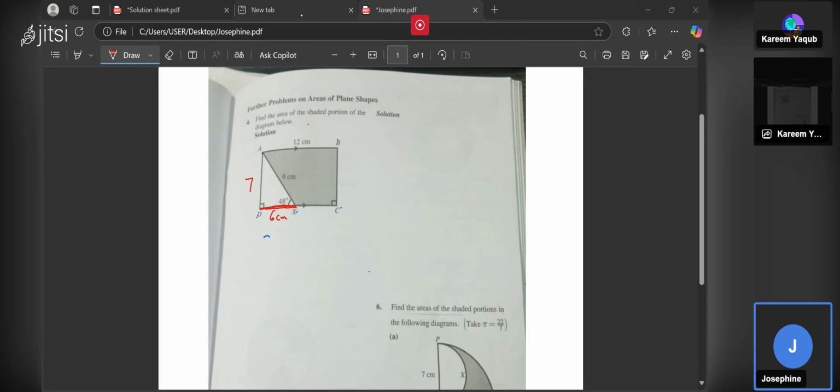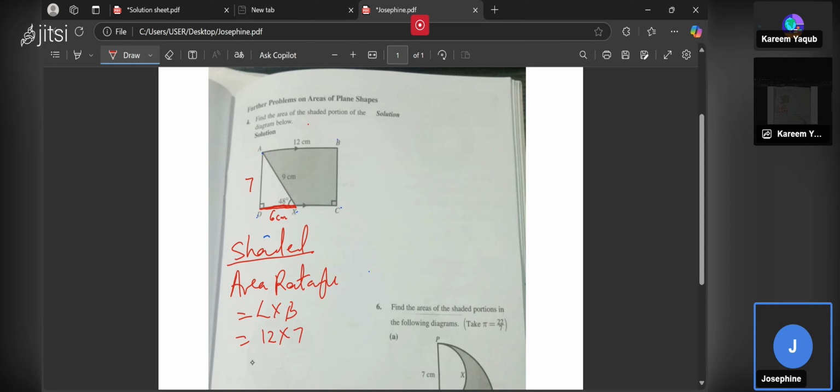So shaded portion now will then be area of rectangle, which is length times breadth. The length is 12, the breadth is 7. And this will give us what? 7 times 12. What is that? Is that not 84? Don't mind me. That is 84. So 84 centimeters squared.